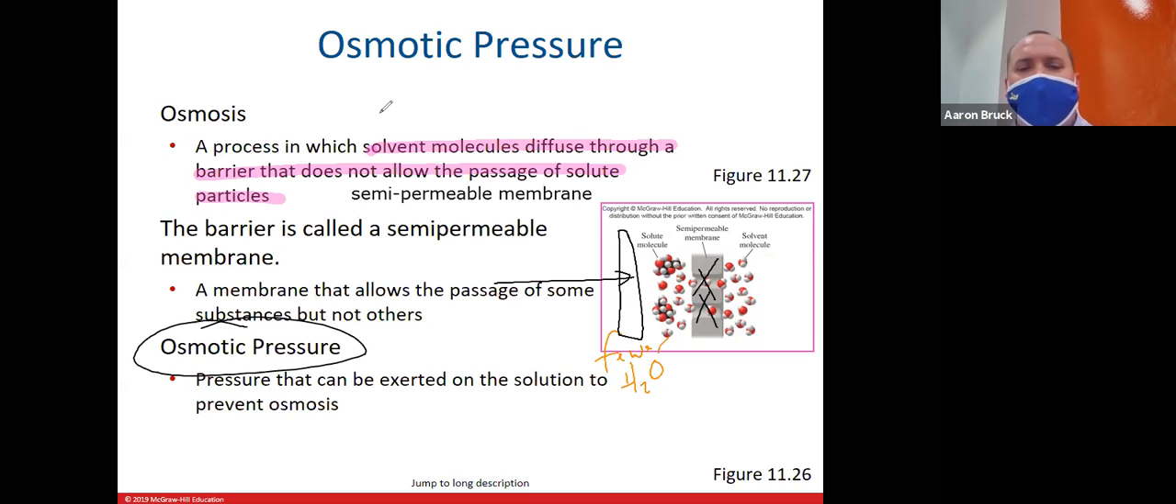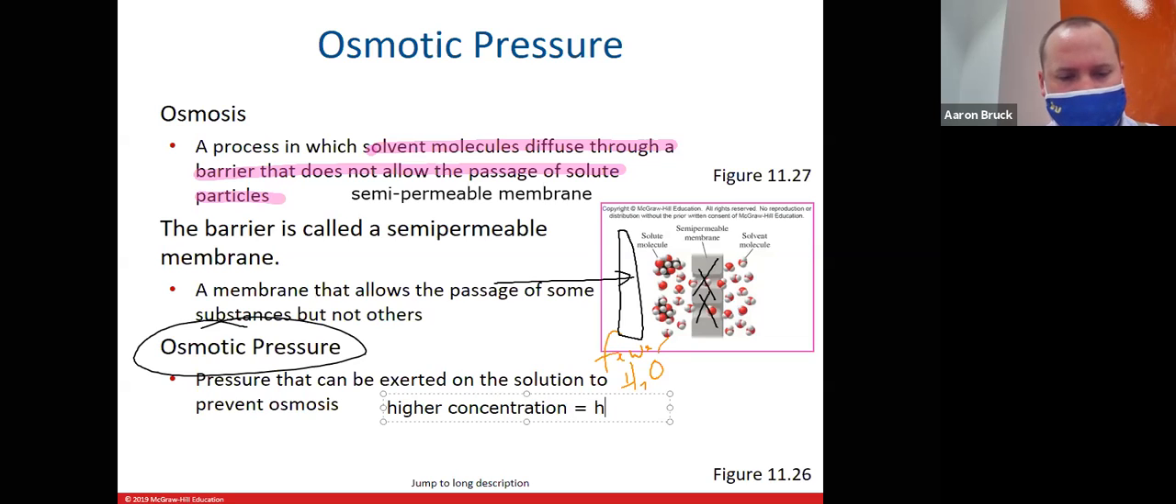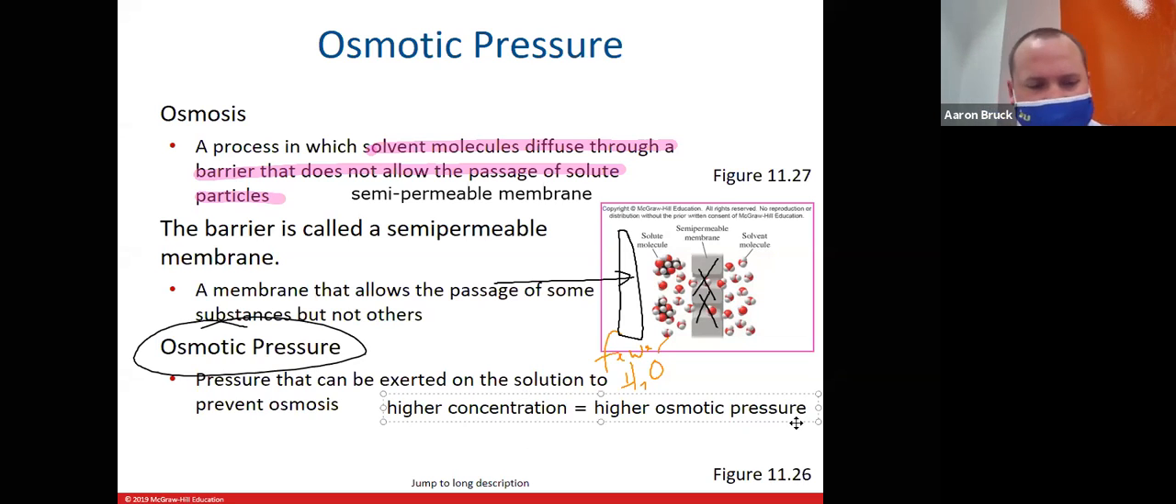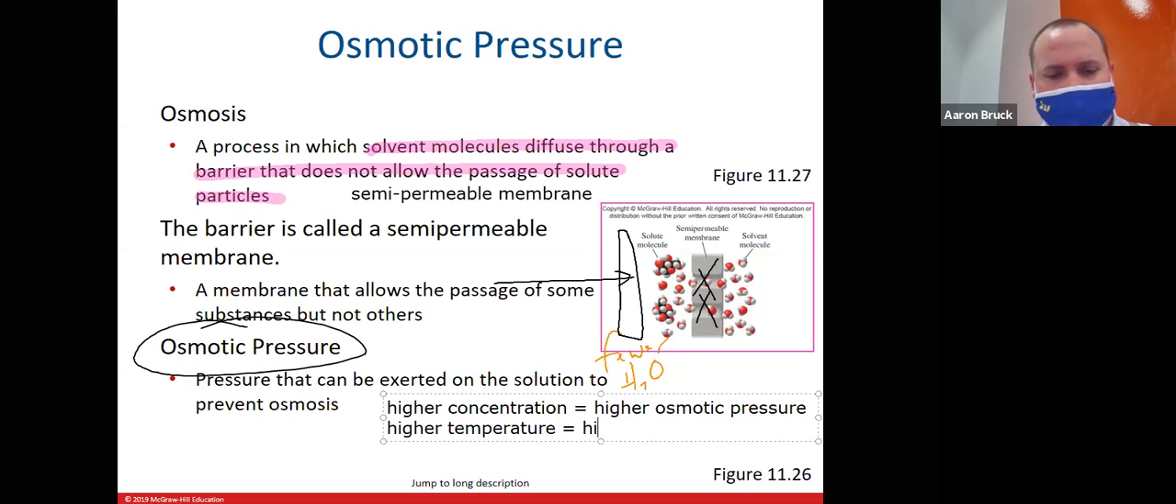Now, the osmotic pressure of a solution is dependent upon a couple of things. It's dependent upon the concentration of the solution. More concentration means more osmotic pressure is required. And the second thing is temperature. And both of those are direct relationships.